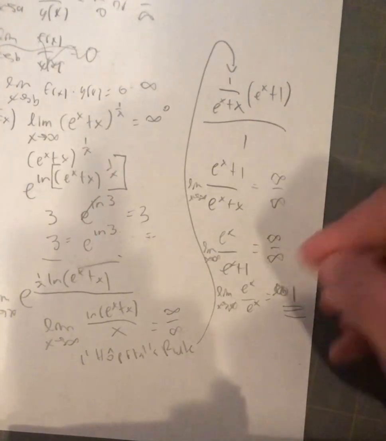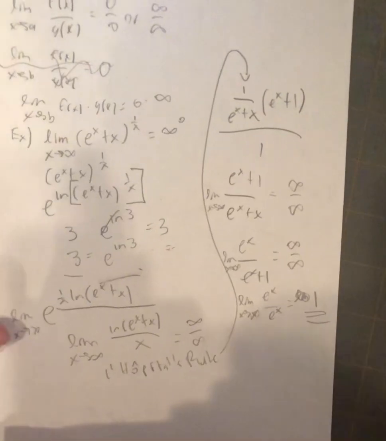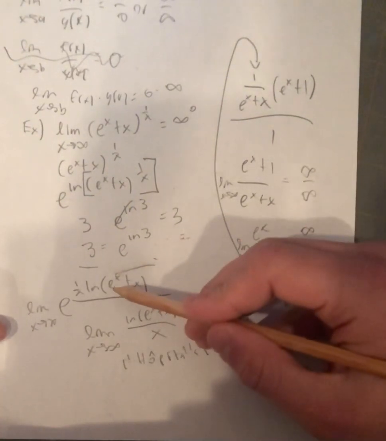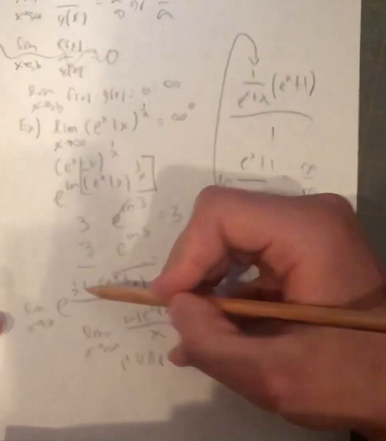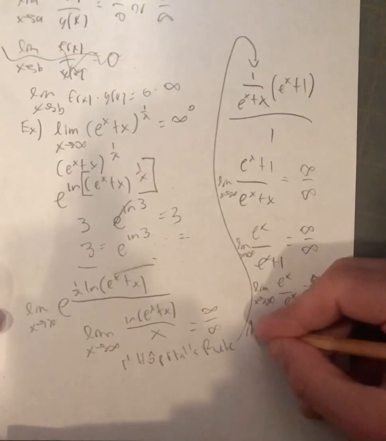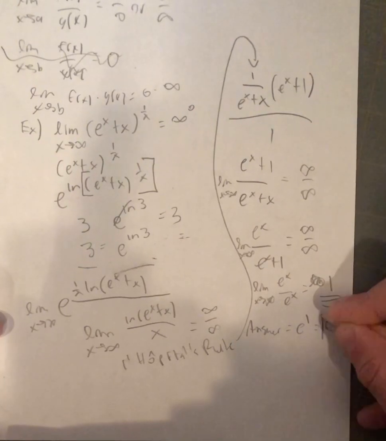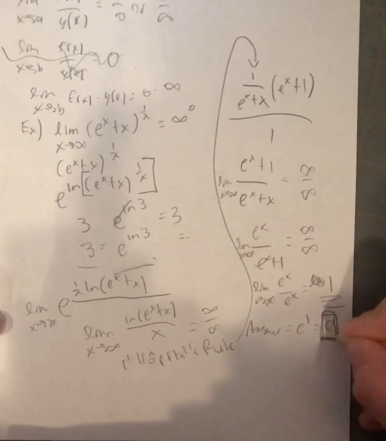But be careful, because 1 is not our answer. We must raise e to that power. So the answer is really e to the 1, or just e. And that is our answer.